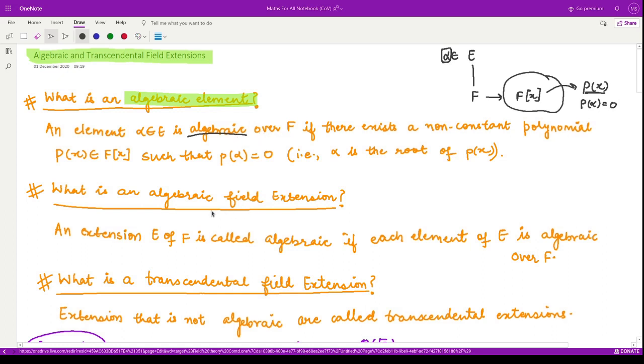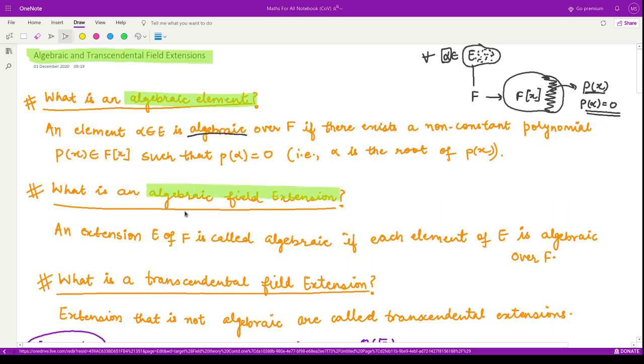And what do we mean by an algebraic field extension? Suppose this is our extension, and if every element here in E is algebraic over F, that means for each element alpha we find some polynomial over here such that alpha is a root of that polynomial. In that case we say E is an algebraic field extension.